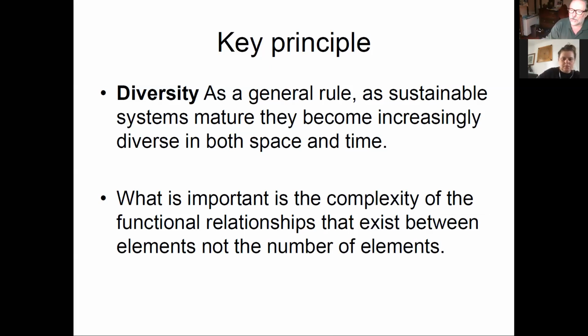So what is important is the complexity of the functional relationships that exist between the elements, not the number of elements. That's a bit of a mouthful, isn't it? It's not about how many species you've got in your system. It's not just a numbers game. It's how many relationships there are. The system gets stronger the more interconnected it is.